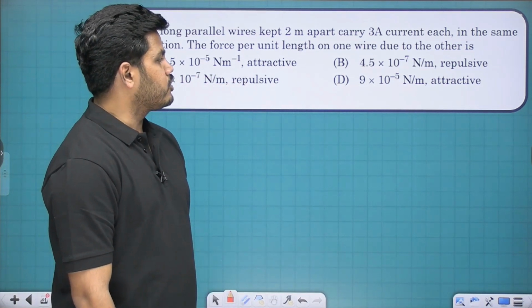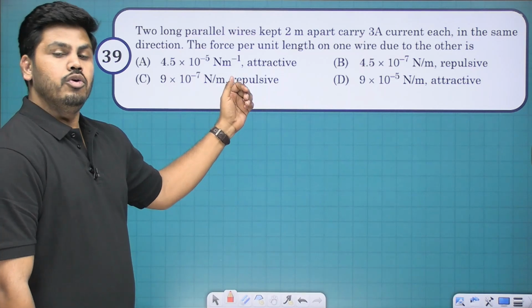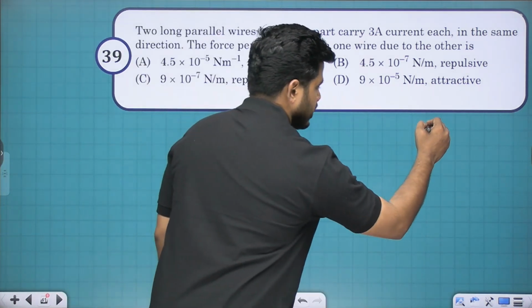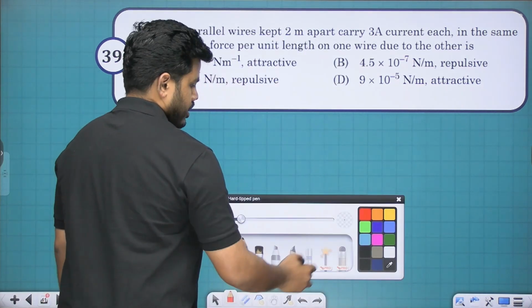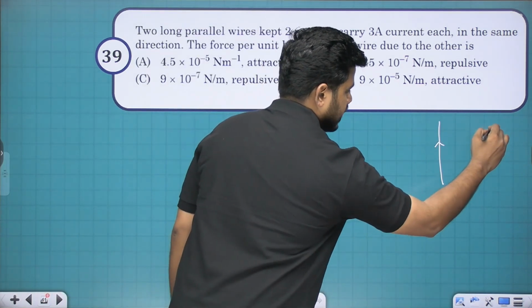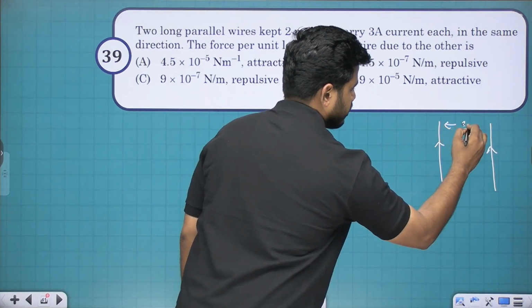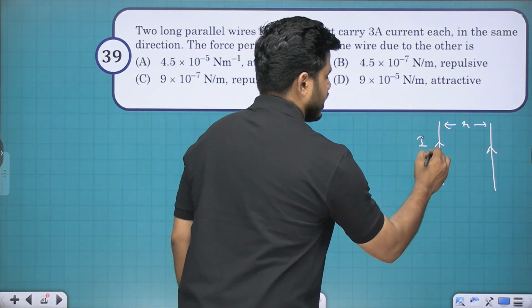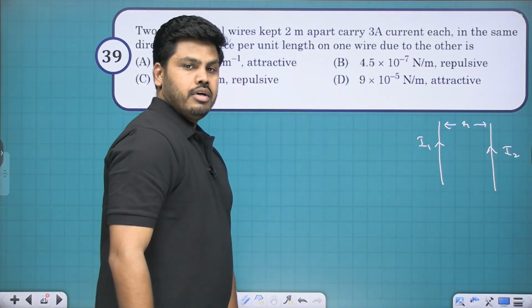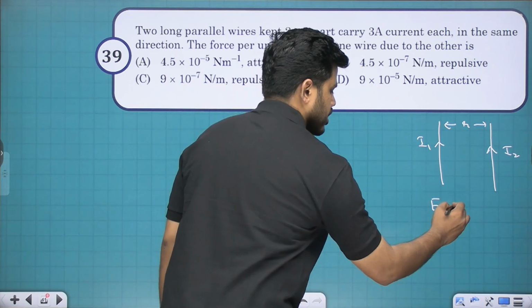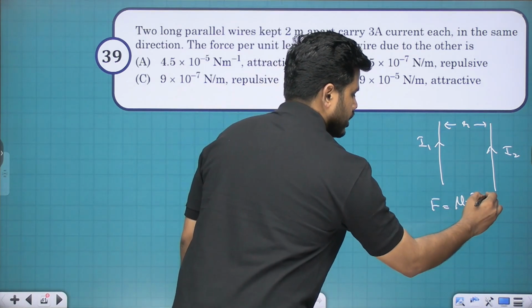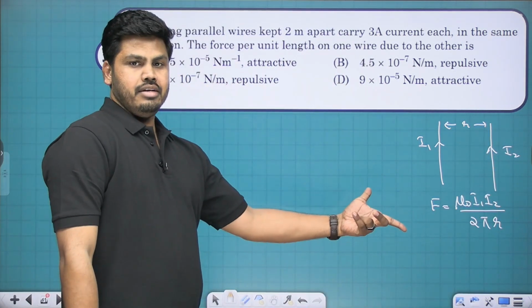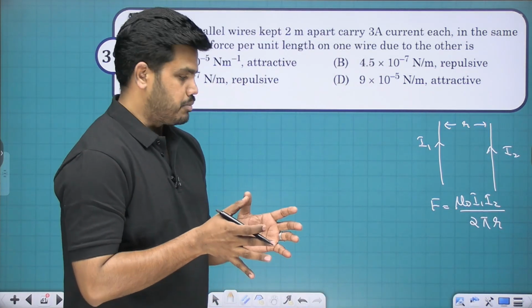The force per unit length on the wire due to the other is... We know the force between parallel conductors, right? If there are two conductors parallel to each other, the force between them, what was the equation? If the perpendicular distance between the two parallel conductors is R, and each carries current I1 and I2, then we know the equation for the force: F is equal to mu naught I1 I2 divided by 2 pi R into L, where L is the total length of that particular conductor.